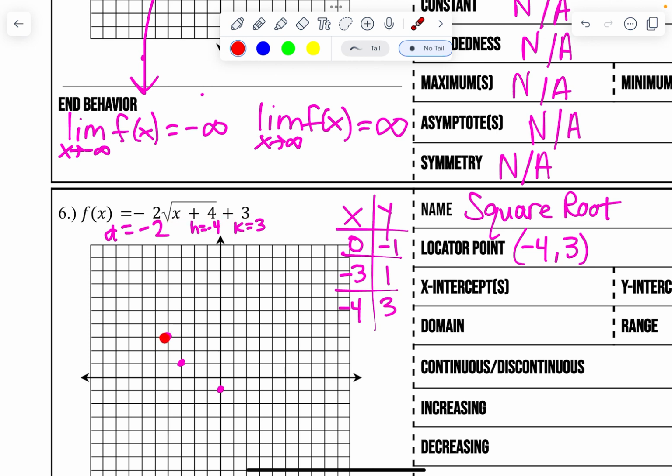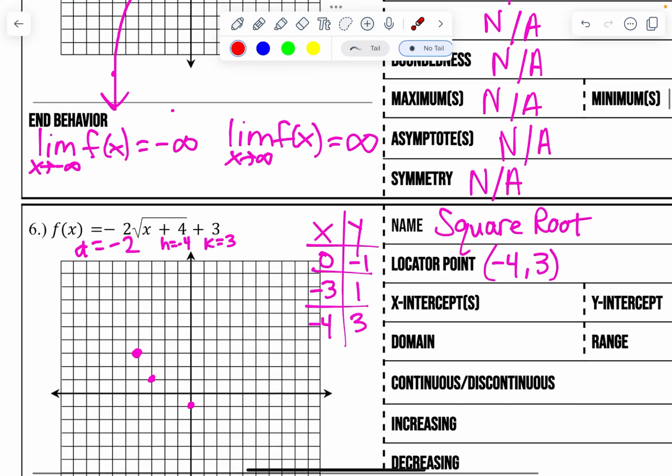So that was that point. We wouldn't be able to go any further than that, because if I tried -5 for x, -5 plus 4 would give me the square root of -1, which is i. It's imaginary. It would not exist on a traditional graph and grid. So there is nothing over here. It only continues in this direction.